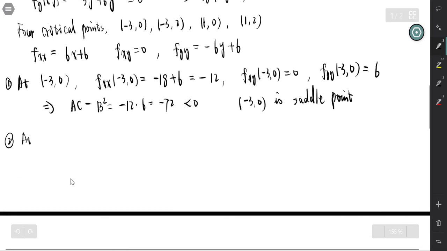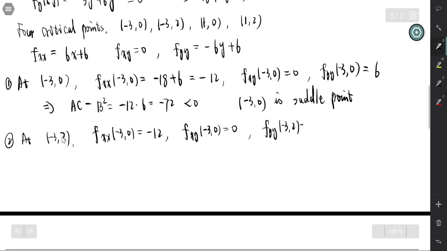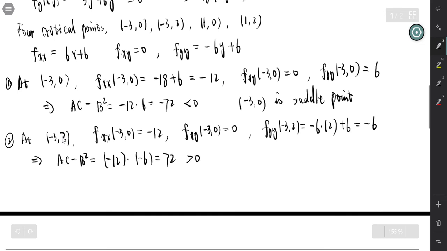The second point is negative 3, 2. f_xx at this point is still negative 12. f_xy at this point is 0. And f_yy at negative 3, 2 is negative 6 times 2 plus 6, that is negative 6. So AC minus B squared is negative 12 times negative 6, that is 72, which is greater than 0, and A is less than 0. So the point negative 3, 2 is a local maximum.